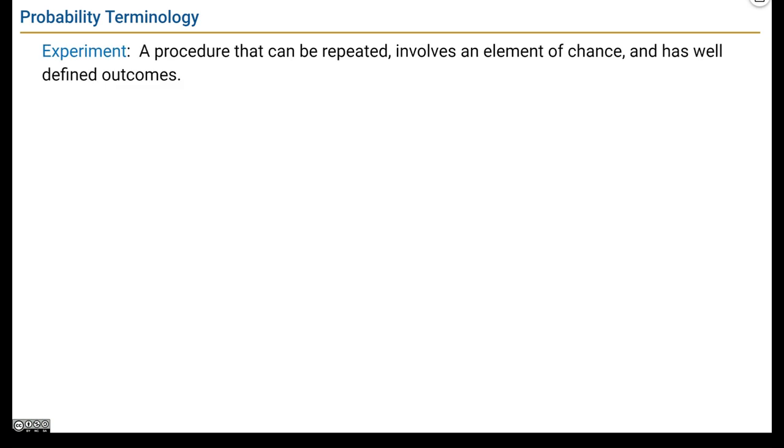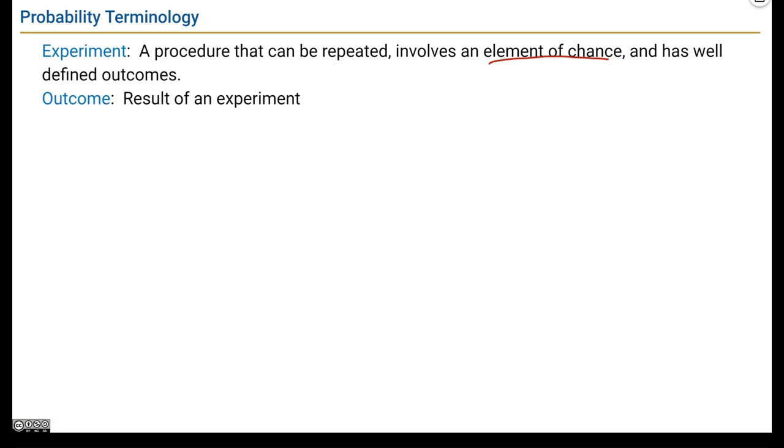Okay, now let's put this in the context of probability. So for probability ideas, we're going to have some commonly used terms. The first is we're going to talk about experiments. And in the context of probability, an experiment is something that can be repeated. It has to involve some element of chance, and it's going to have well-defined outcomes. So that rolling of the die is a perfect example of an experiment. There's the element of chance, because I don't know what number is going to land on the upward face of the die, but I do know the possible outcomes.